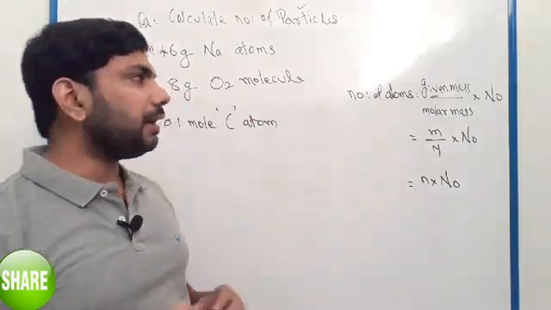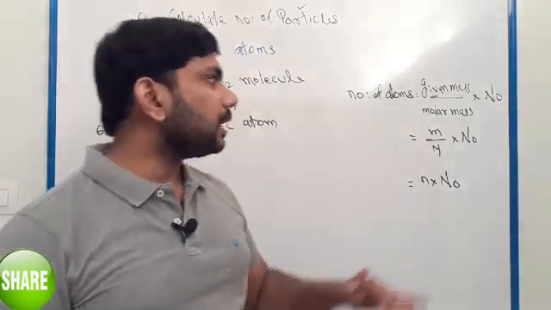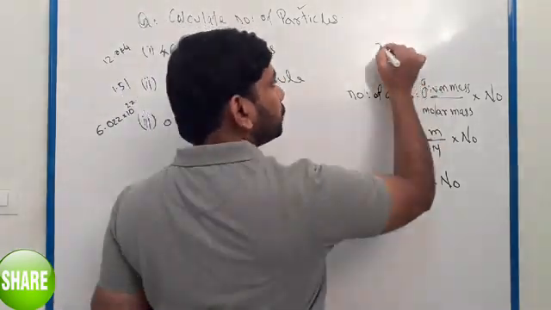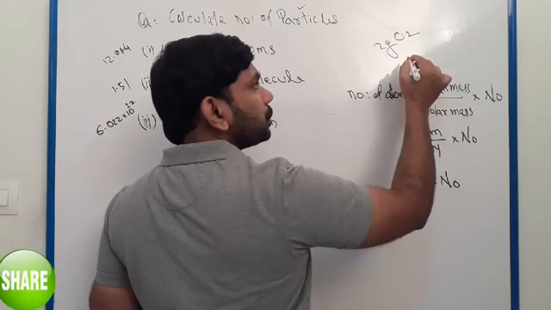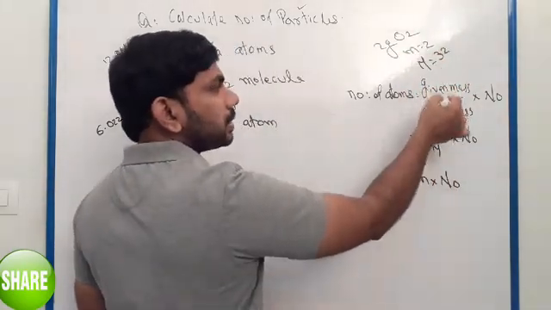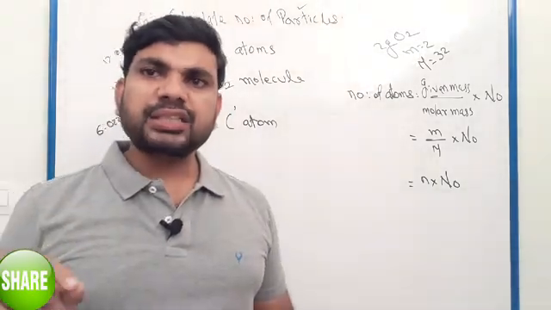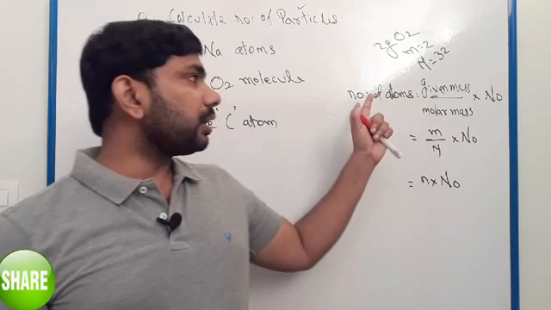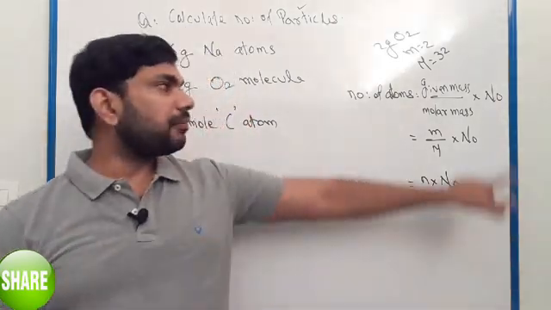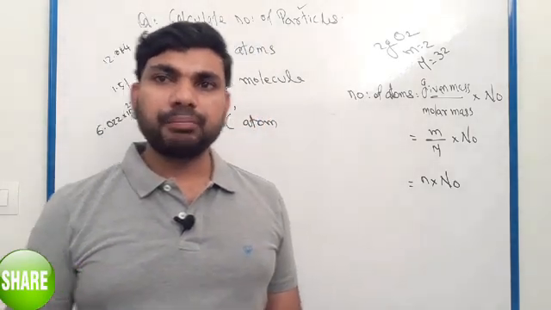Okay, to calculate this we have an equation: given mass divided by molar mass times Avogadro constant. Here the given mass, I told you before, is 2 gram O2. So the given mass is 2, and the molar mass is 32. To calculate the number of atoms, given mass divided by molar mass times Avogadro constant. What is the Avogadro constant? 6.022 into 10 power 23. Okay, that is the Avogadro constant.